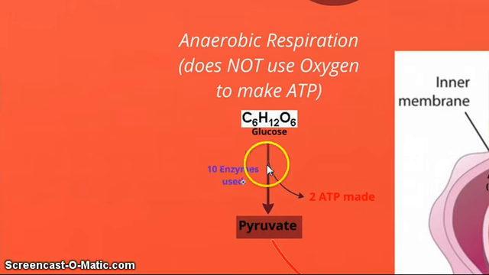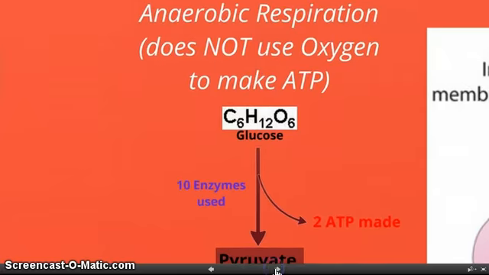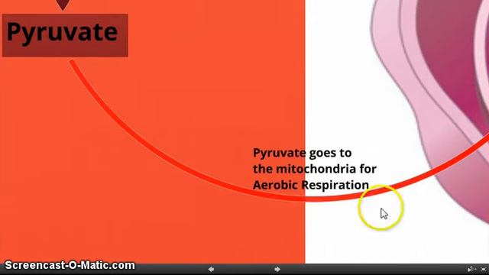We actually have 10 enzymes being used in this process. So we have one molecule of glucose and 10 enzymes being used to help speed up the chemical reaction. 2 ATP are made, and throughout this whole process, a molecule called pyruvate is made. Pyruvate then travels on to the mitochondria to be used during aerobic respiration.